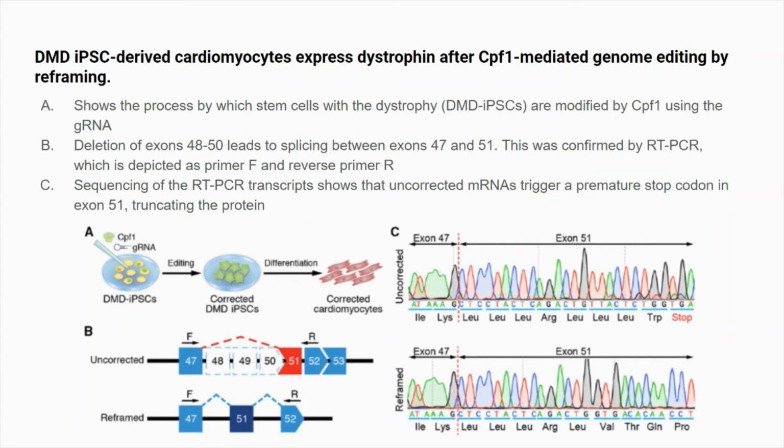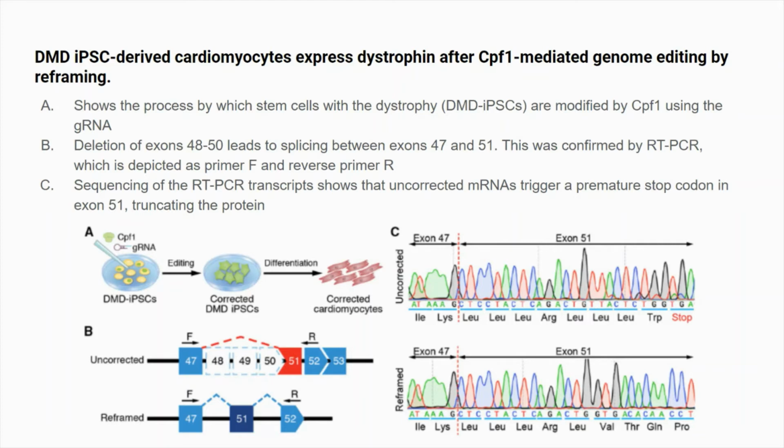Figure 2 is a collection of 9 varied subfigures that show the methodology as well as the results of the correction by indel mutations. Figure A shows just what the experiment was and shows the differentiation of the iPSCs into cardiomyocytes. And figure B shows the exons that are being skipped, as well as the binding sites for the reverse transcriptase PCR primers that verify the identity of the corrected transcript.